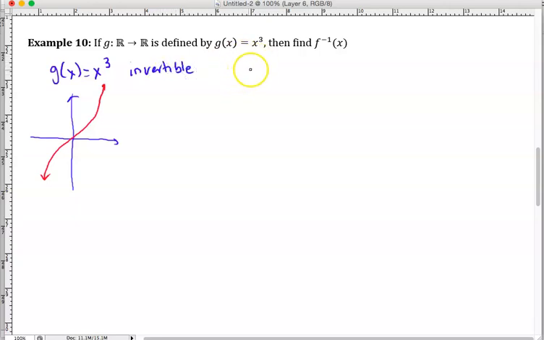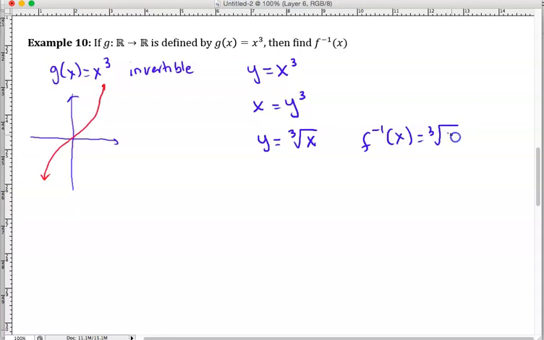Okay. To find the inverse, the procedure is to say y equals x cubed. Then you switch the x and y values. You're switching the domain and codomain. And then you solve for y. So you're going to get y equals cube root of x. So this is my inverse. Like this. Cool. This should be familiar from algebra classes.